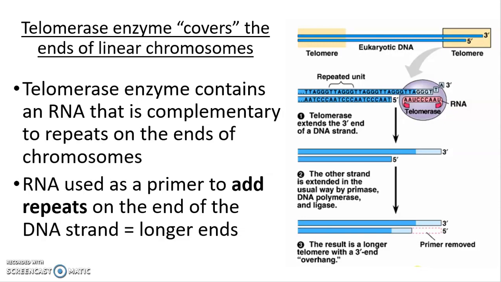So hopefully you understand a little bit more about this process of DNA replication. And remember, this process has to occur every time the cell is going to divide. They have to make a copy of their chromosomes for the daughter cells to use.